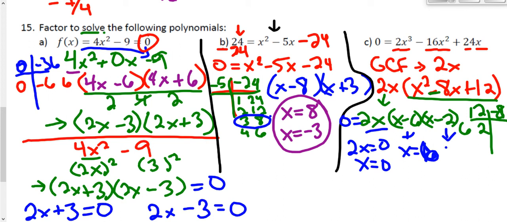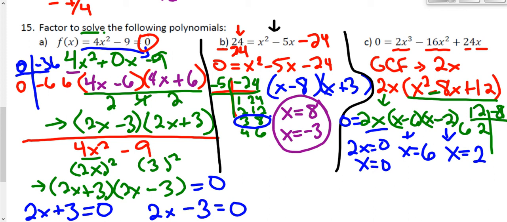And x minus 2 equals 0, so x is going to be the number 2. So I have 3 solutions here to this problem. x is 0, x is 6, and x is 2. Let me rewrite this 6. There. Beautiful. All right, so we have all 3 solutions.